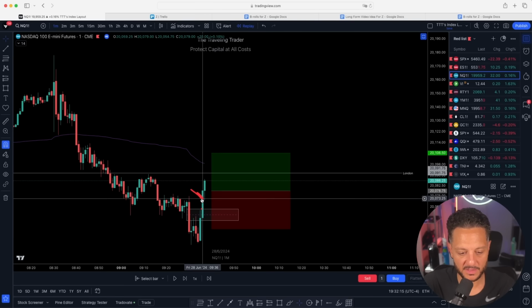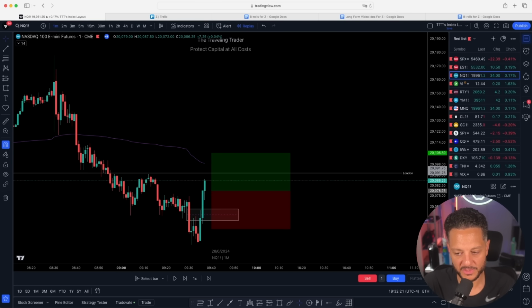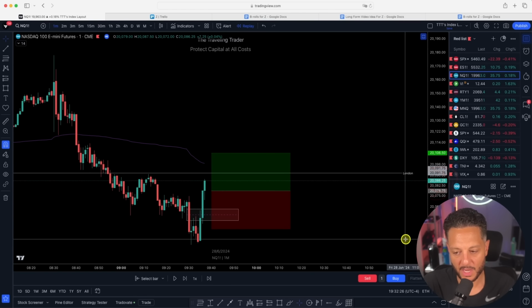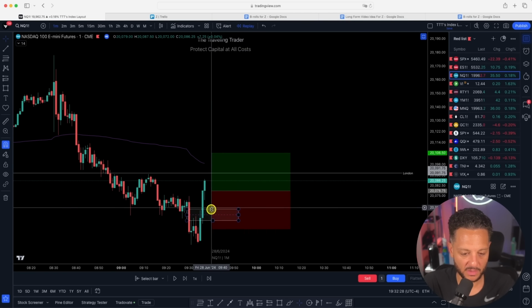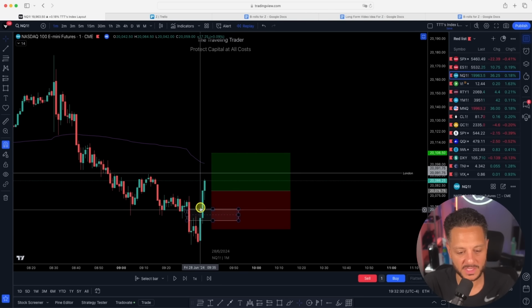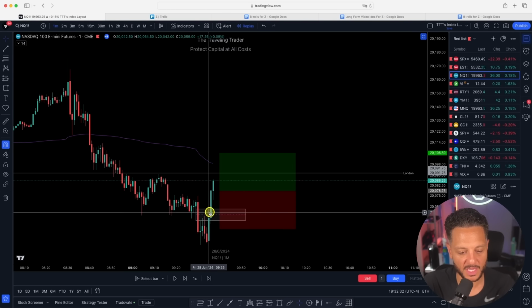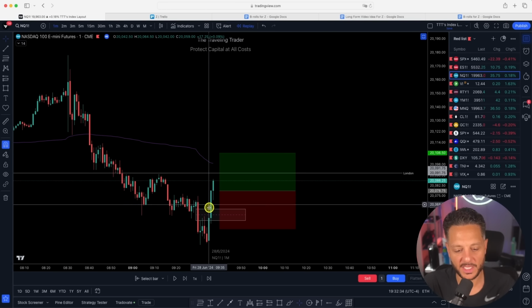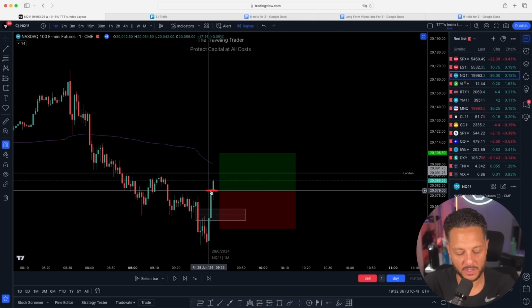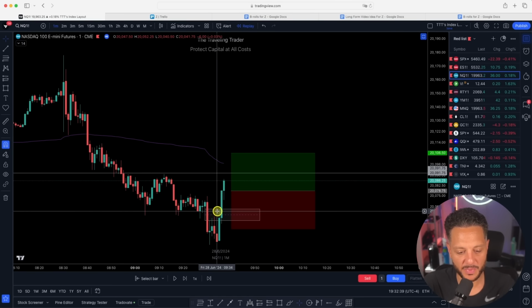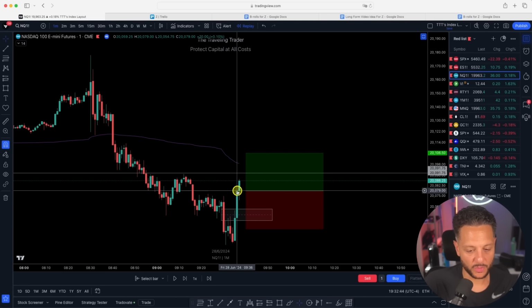Once this candle starts trading above, and you'll see in TradingView, there will be a timer here showing you how many seconds are left until the candle closes. You'll be able to tell that with a couple seconds left until the candle closes, you can likely enter. You don't have to wait for it to close, as long as it's apparent that we're going to close above this fair value gap, right? Or you could just wait for it to close.